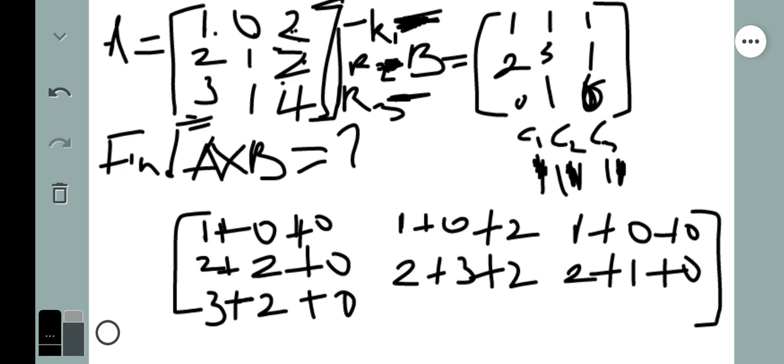And also row 3 multiplying column 2 will be what? Will be 3 times 1 plus 1 times 3 plus 4 times 1. So 3 times 1 will give me 3, plus 1 times 3 gives me 3, plus 4 times 1 gives me 4. So that is that.